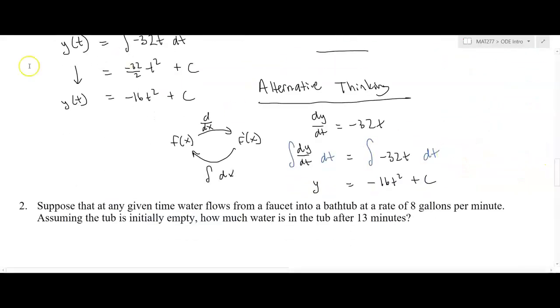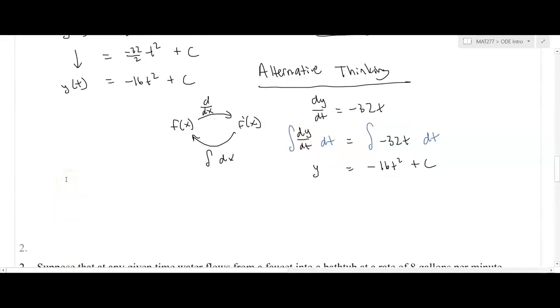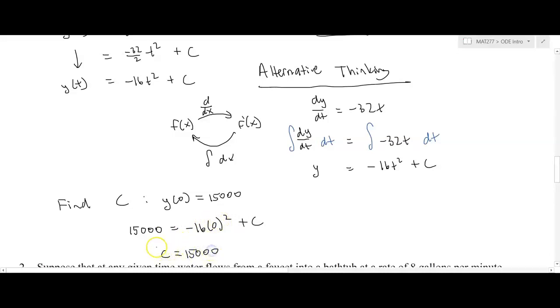All right, so we're almost there. Let's go ahead and find that value of c. To find c, we have to solve for c by using our initial condition, y of 0 equals 15,000. So what does that mean? Well, I'm going to replace y with 15,000, I'm going to replace t with 0, and I'm going to solve for c. Of course, this term is 0, and I end up with c equals 15,000. So my final answer is going to be y, or y of t, either way is fine, negative 16t squared plus 15,000.